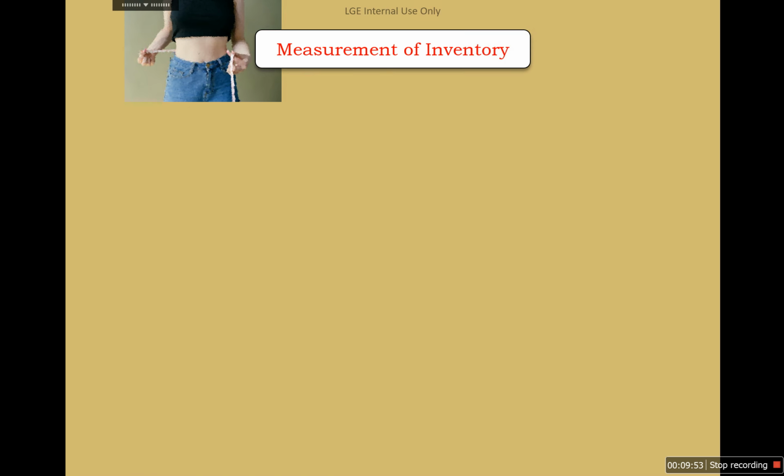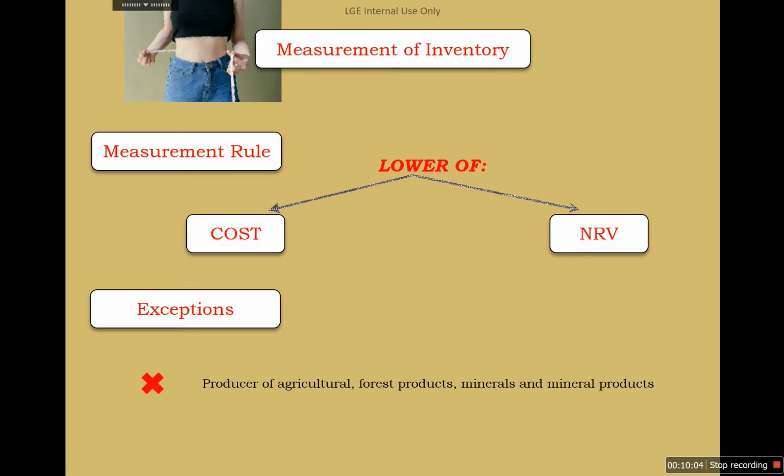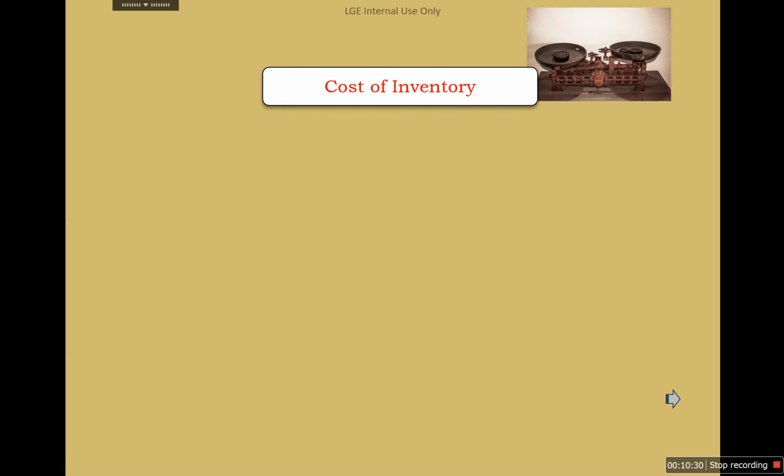So next is how to measure the inventory. There are some measurement rules. It has to be measured at the lower of cost or NRV, and there are some exceptions that we have discussed earlier: producers of agriculture, forest products, minerals and mineral products are not covered by Ind AS 2. So they can be measured at NRV if there is a standard practice in the market, and three conditions as we have discussed earlier. And commodity dealers and brokers again measure at fair value minus cost to sell. And next is the cost of inventory.